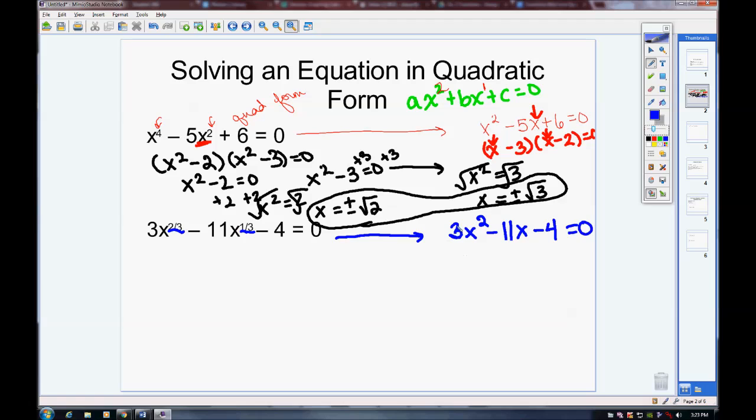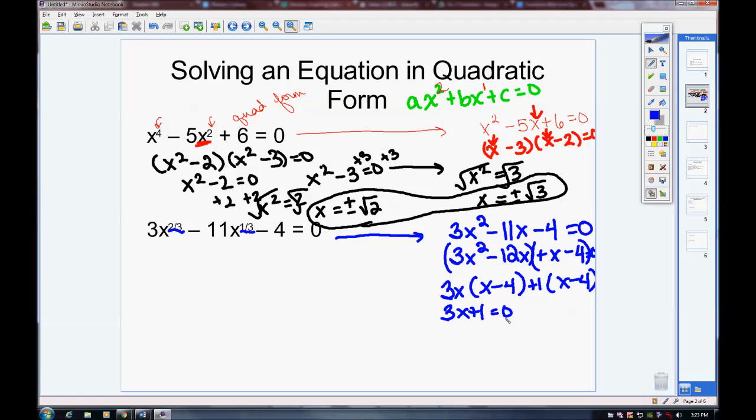Mainly because we have to morph this. 3 times negative 4 is negative 12. What are two numbers that multiply to be negative 12 and add to be negative 11? So we would do negative 12x and 1x, or just x. And then we have factor by grouping. 3x times x minus 4 plus 1 times x minus 4. And then I get 3x plus 1 equals 0. And x minus 4 equals 0.